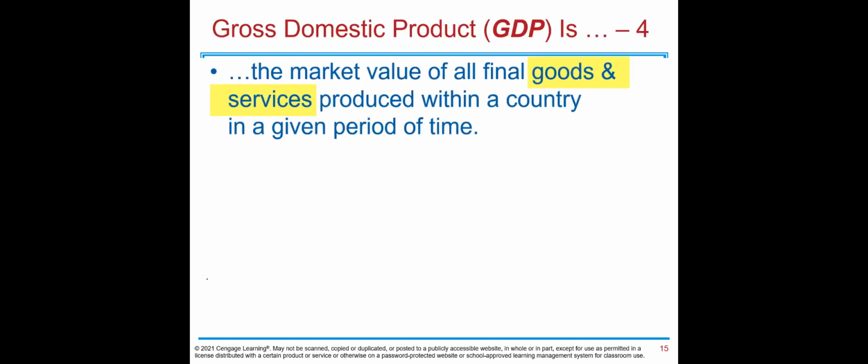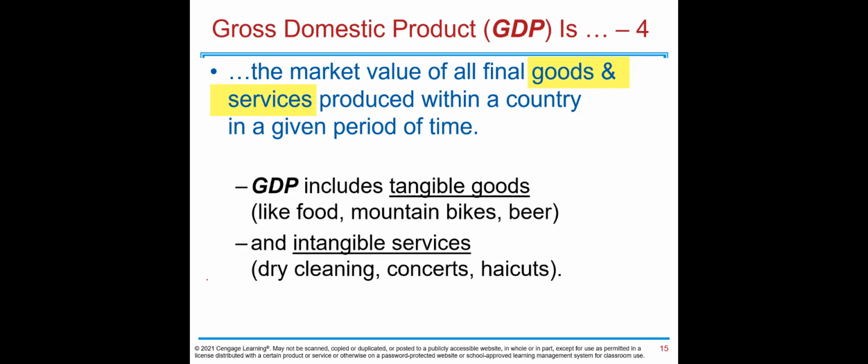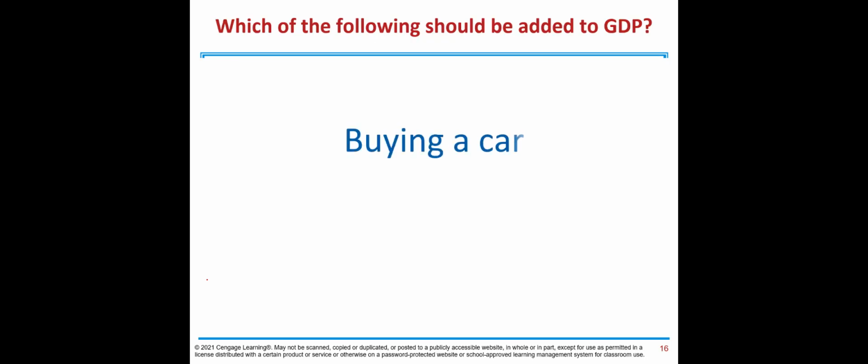Now the next two words highlighted are goods and services. The market value of all final goods and services produced within a country in a given period of time. GDP includes tangible goods like food, mountain bikes, beer, and GDP also includes intangible services like dry cleaning, concerts, haircuts, or accounting services, doctor visits, all are included in GDP.